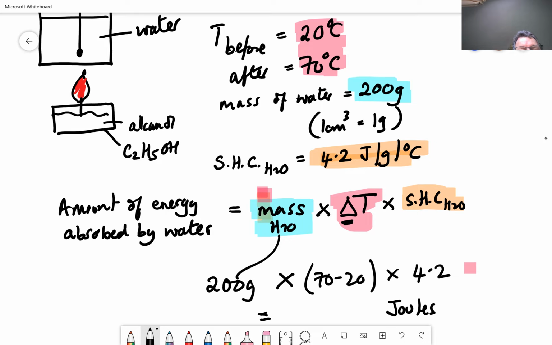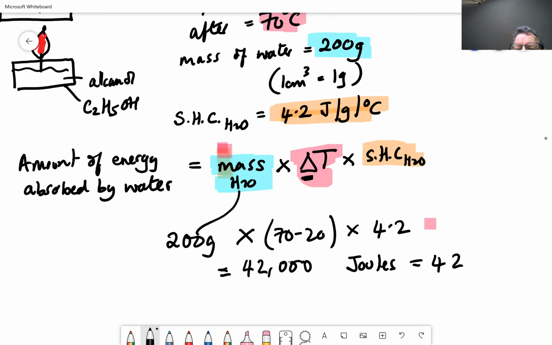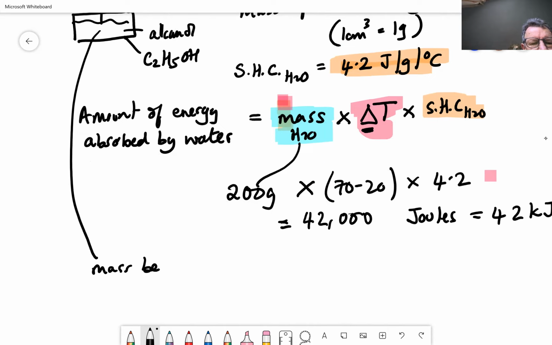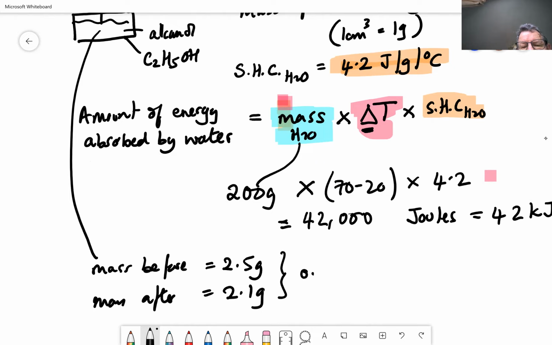You can do that now very quickly. And that comes out as 42,000 joules. Is that right? 42,000 joules is equal to 42 kilojoules. Just divide by 1,000. Then they might tell you the mass of the alkanol before and after. So the mass before, let's say, equals 2.5 grams, and mass after equals 2.1 grams. So you can see from this that 0.4 grams of the alkanol, the ethanol, burned.